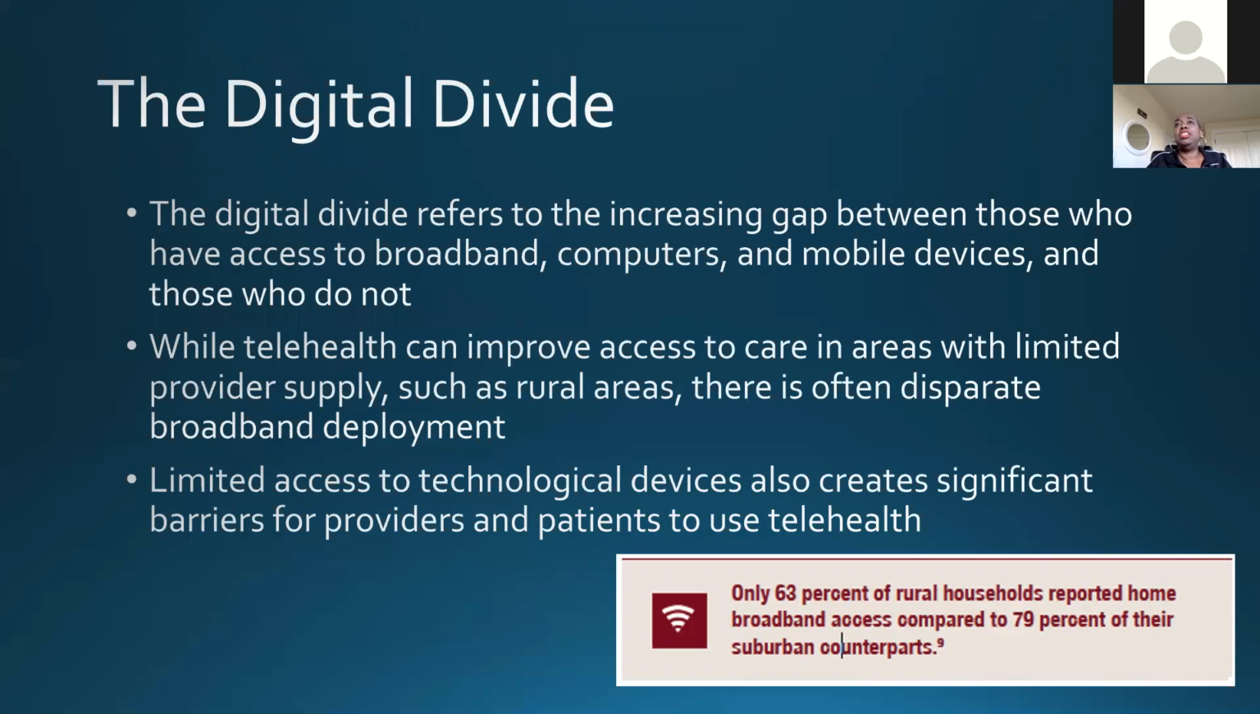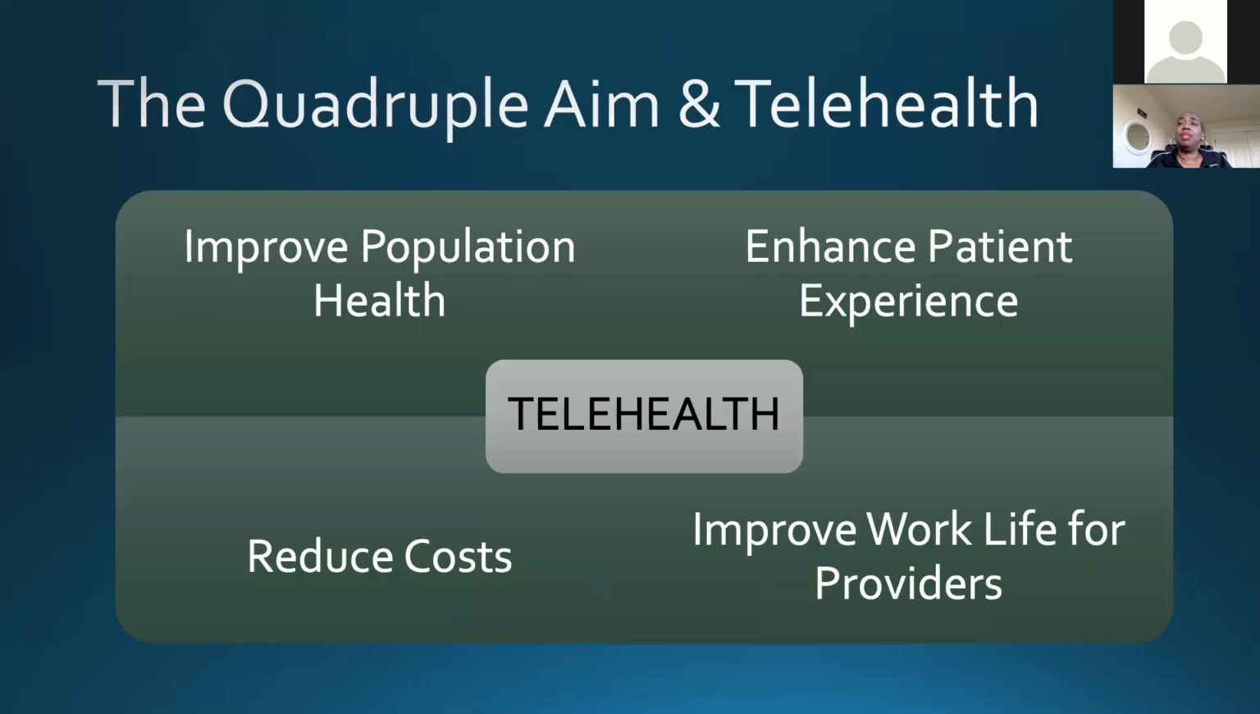Okay, so that digital divide, okay, we now have a digital divide. How do you fix that gap? Okay, 63% of rural households reported home broadband access issues, right? Rural as compared to your urban or suburban, limited access. So again, in the framework of the quadruple aim and telehealth there, what do you need to do to better enable that quality and cost and experience?